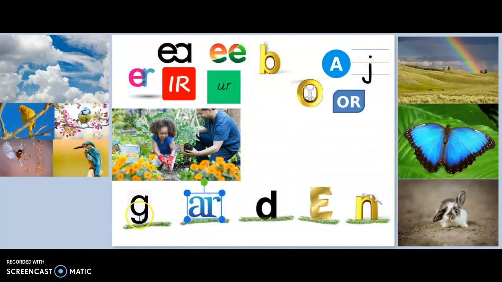So here we have G-R-D-N, garden. It's a pretty easy one.